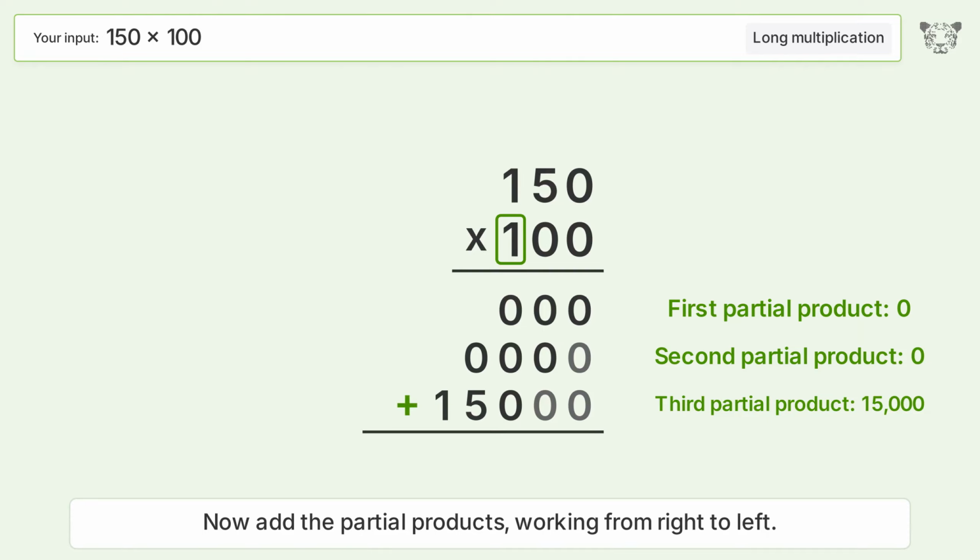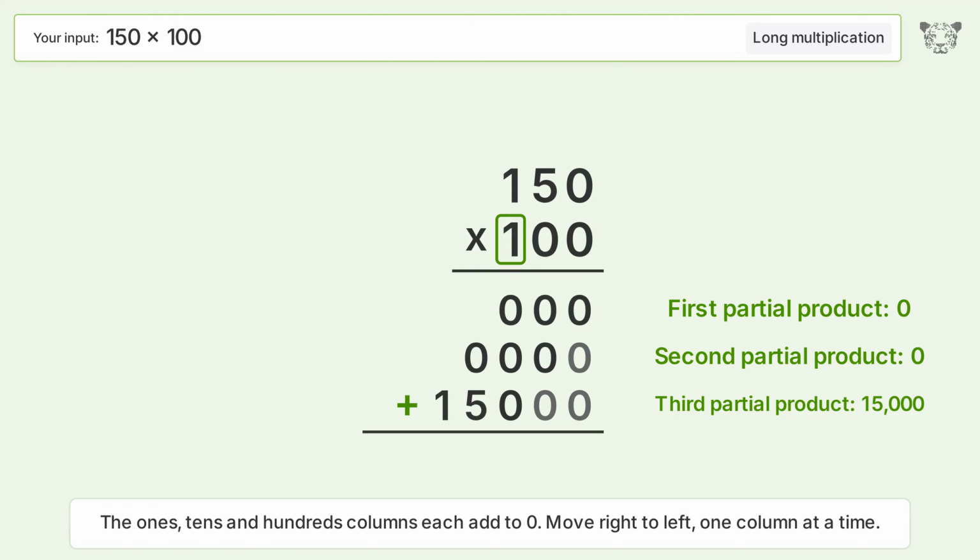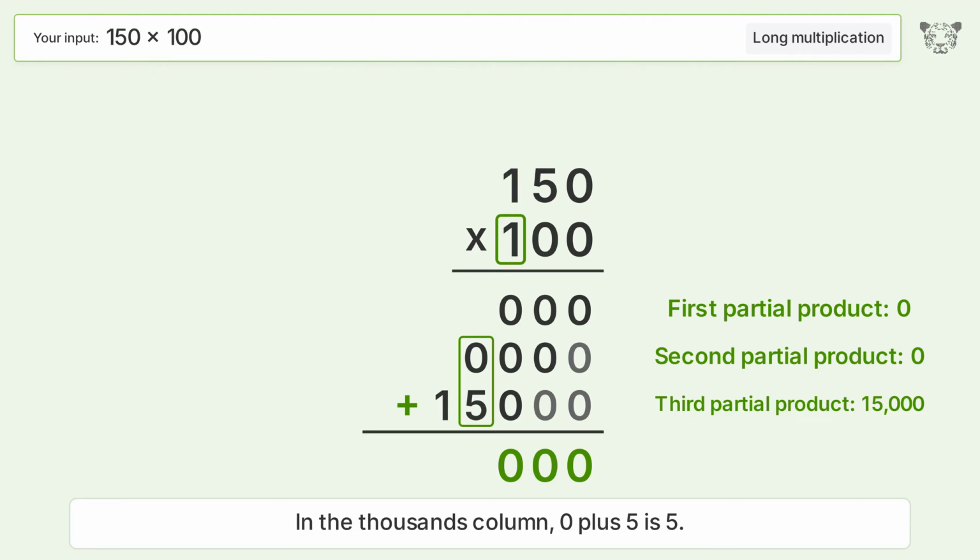Now add the partial products, working from right to left. The ones, tens and hundreds columns each add to 0. Move right to left, 1 column at a time. In the thousands column, 0 plus 5 is 5. In the 10,000s column, bring down 1.